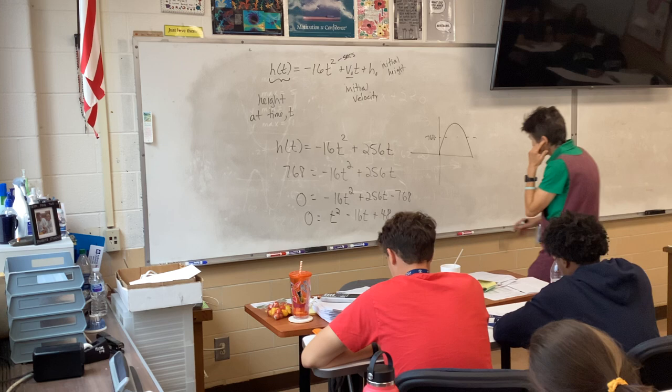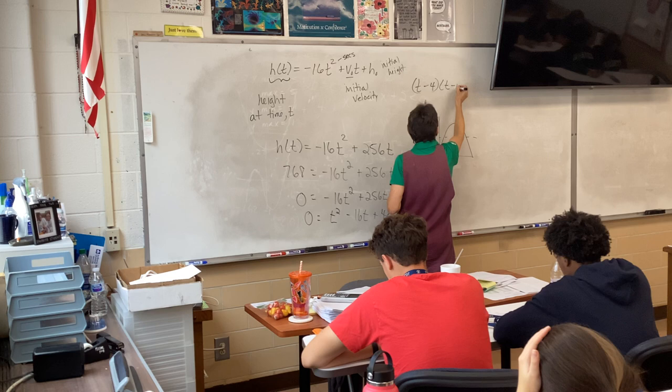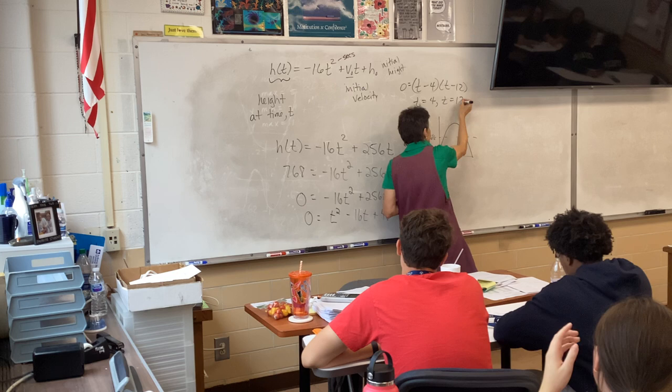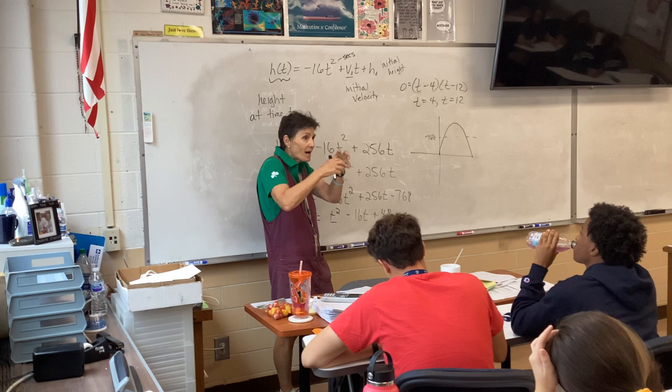That should factor, I think, 12 and 4. So t minus 4, t minus 12 equals 0. So I get two answers. Does that make sense in terms of the problem? No. It's squared. So anytime I solve a squared problem, I'm going to get two answers. But in the context of this, does it make sense that there are two?